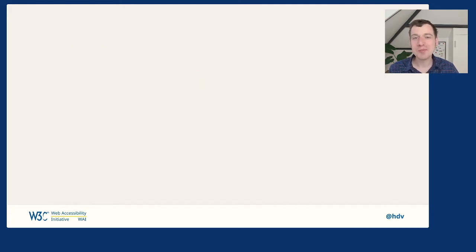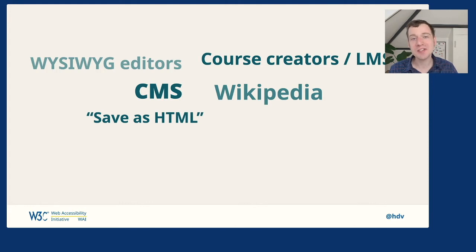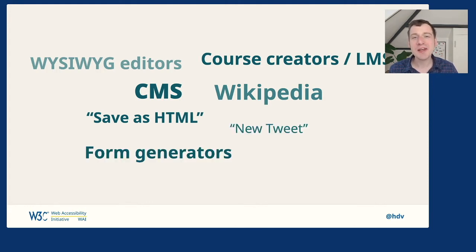Now first let's look at a couple of examples of authoring tools. We're talking about things like WYSIWYG editors, course creators, learning management systems, or anything that they use in online education, very important in times of COVID. Content management systems, of course, Wikipedia, your Save as HTML functionality, social media, form generators, site builders. Lots of these different things all have in common that they create content for the web, or that they provide some sort of interface for their users to create something that will ultimately live on the web.